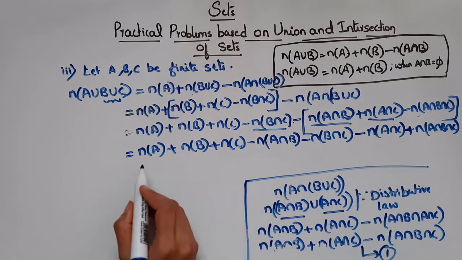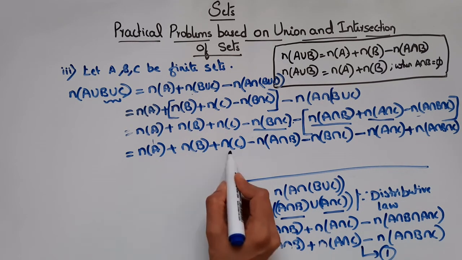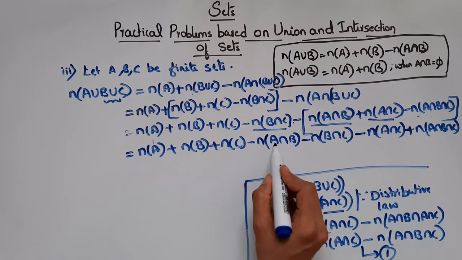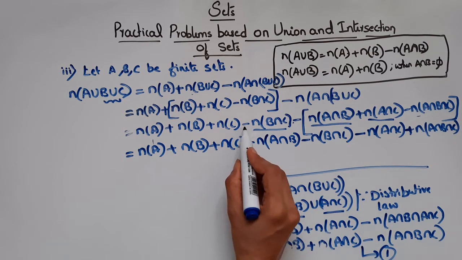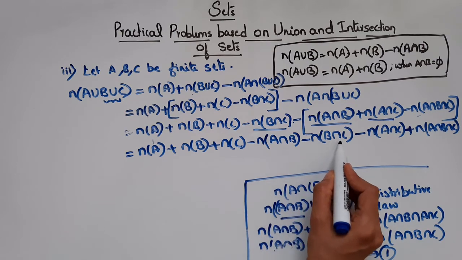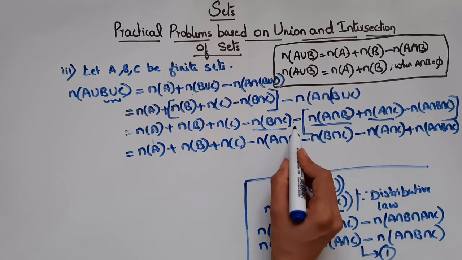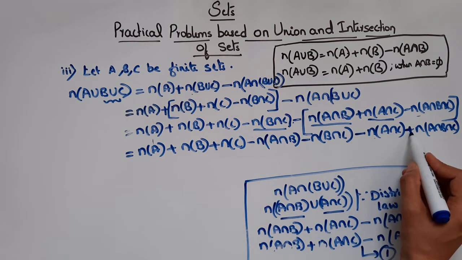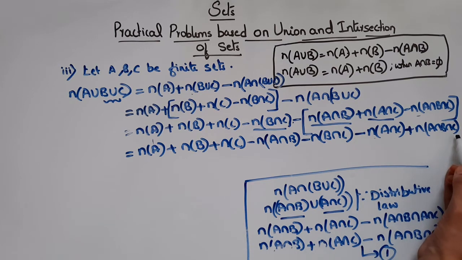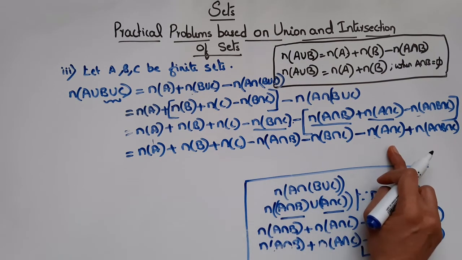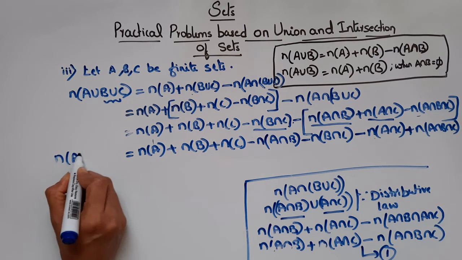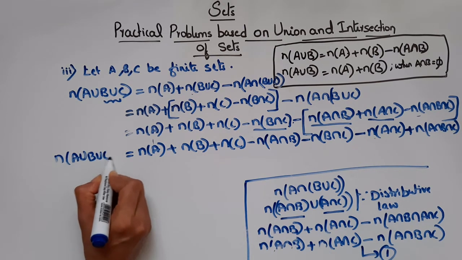So I repeat this equation. Here we have n of A plus n of B plus n of C minus n of A intersection B, and we have minus n of B intersection C, and here minus into plus is minus n of A intersection C, plus, that is minus of minus is plus n of A intersection B intersection C. So we have written all the terms. So this is your final formula for n of A union B union C.